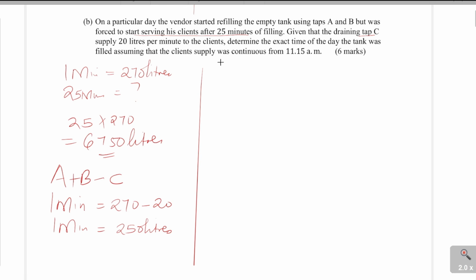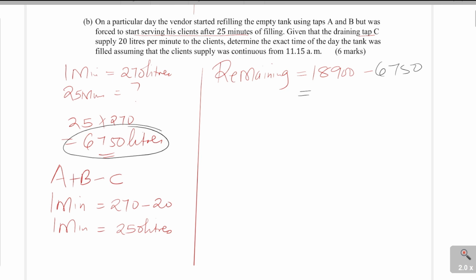So we need now to get the remaining part that is to be filled. Remember, the capacity of the tank is 18,900. So after 25 minutes of filling, to get the remaining part, we take the capacity of the tank, 18,900, then subtract what has already been filled in 25 minutes, which was 6,750 liters. When you subtract these, you get 12,150 liters.